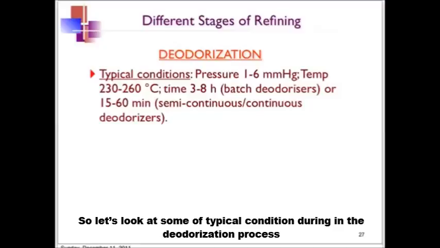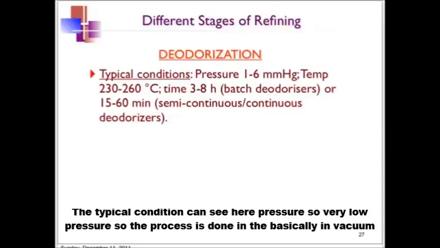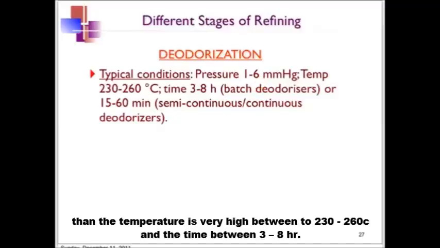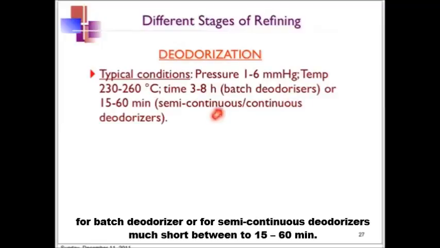So let's look at some of the typical conditions in the deodorizer during the process. The typical conditions you can see here: the pressure is very low, so the process is done basically under vacuum. Then the temperature is very high, between 200 to 230 degrees Celsius, and the time is between 3 to 8 hours for batch deodorizers, or much shorter, between 15 to 60 minutes, for semi-continuous and continuous deodorizers.